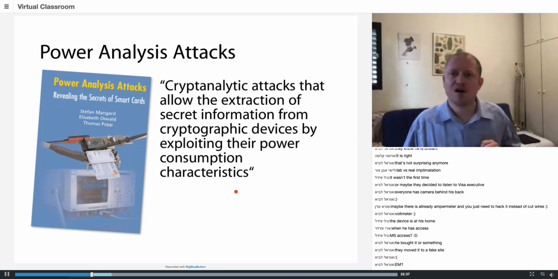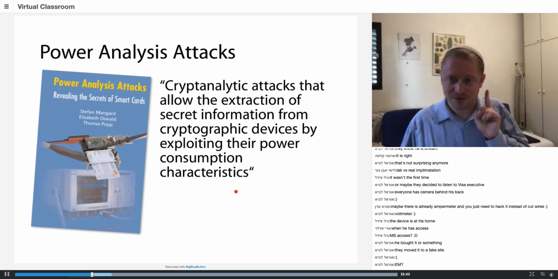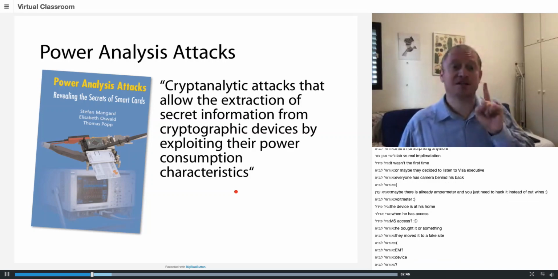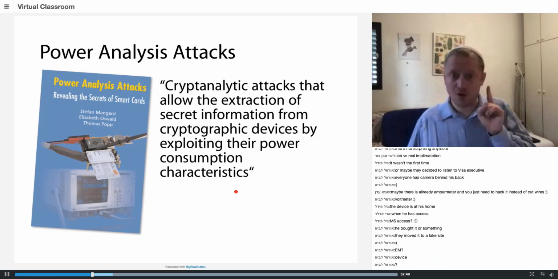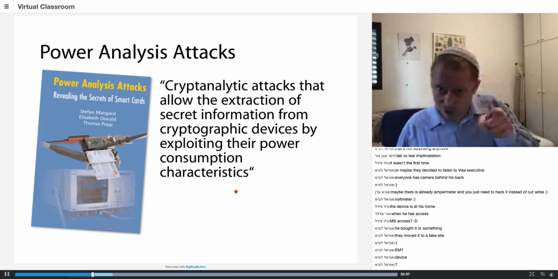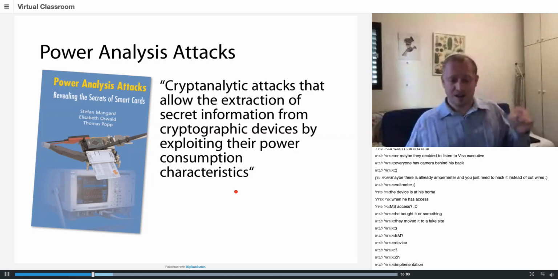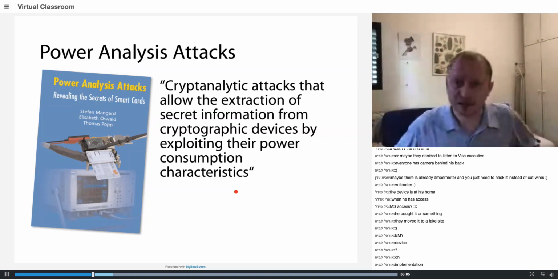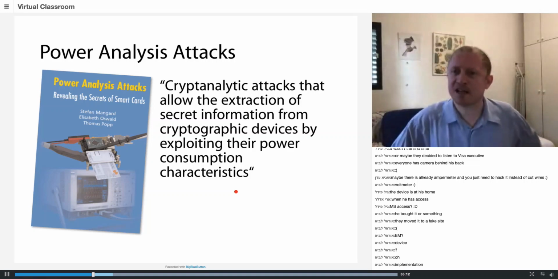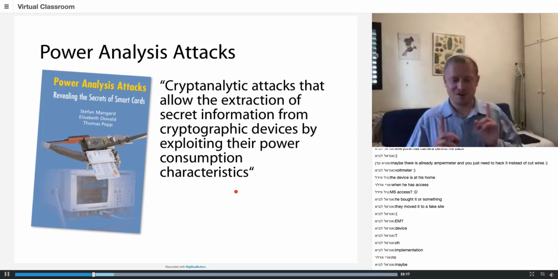So first of all, from what do we extract the secret information? From cryptographic devices. So, device and not what? Device and not algorithm. Okay? We're not attacking the algorithm, we're attacking the device. If I come and tell you, listen, your phone is running RSA and I broke your RSA encryption on the phone, does that mean I broke RSA? No, it means I broke the phone. Okay? So I break the implementation.